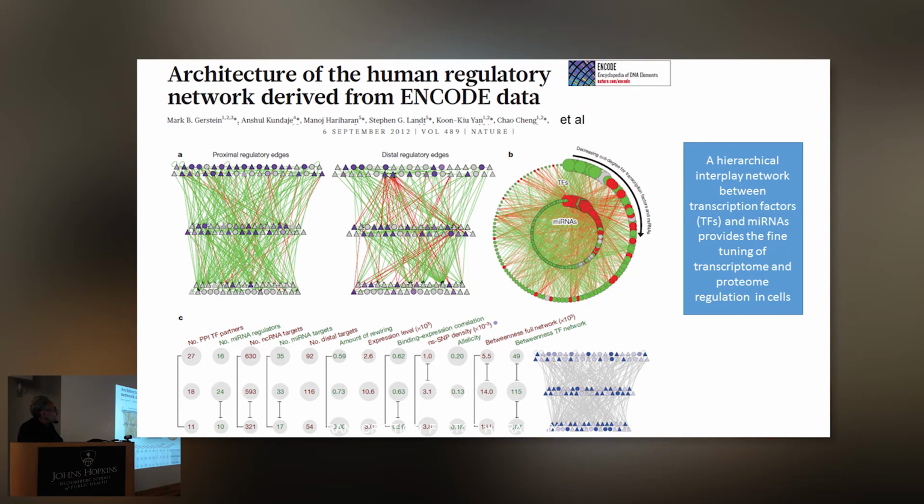So what we actually see, therefore, is we've got transcription factors and microRNAs that control gene expression. The interpretation of the ENCODE data of these two key factors indicates that there's a very subtle hierarchical interplay in the network between transcription factors and microRNAs, which provides the fine-tuning of transcriptome and proteome regulation in cells.